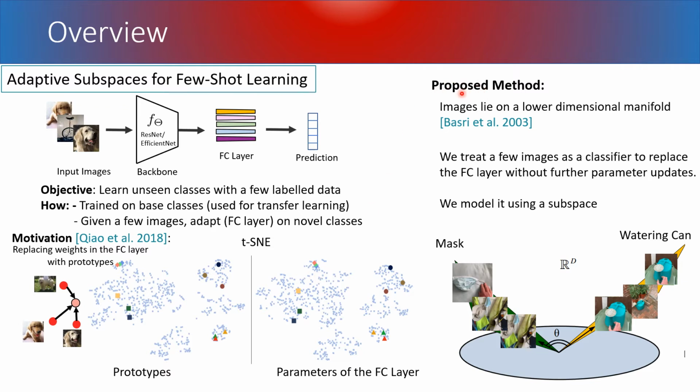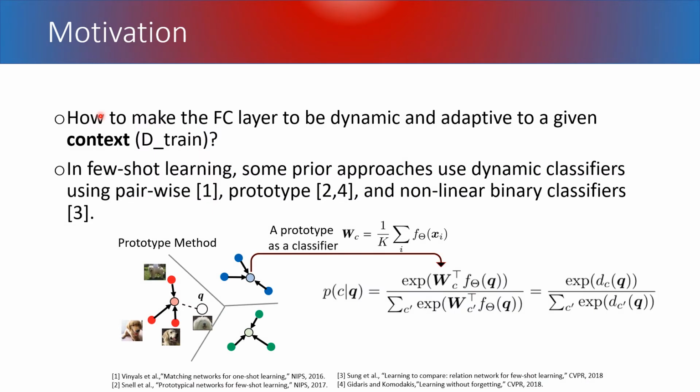And in our proposed method, this is the premise that images lie on a lower dimensional manifold, and we use a few images as a classifier to replace the FC layer without further parameter updates, and we model it using a subspace. I will go into detail in the next slide. So the question here is how to make the FC layer dynamic and adaptive to a given context. Especially in this challenge, we know that for each user, we need to personalize to their own needs, and the FC layer needs to be changed as well.